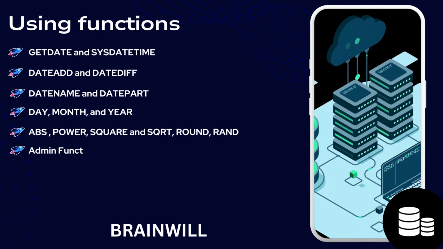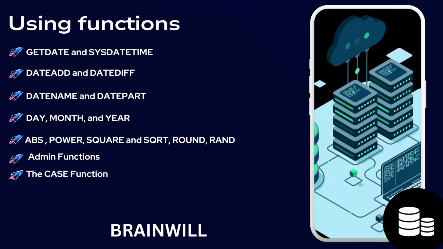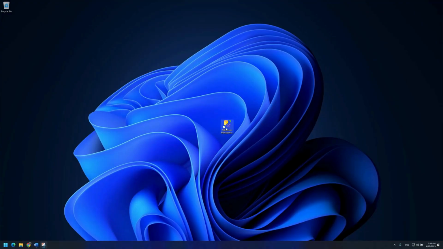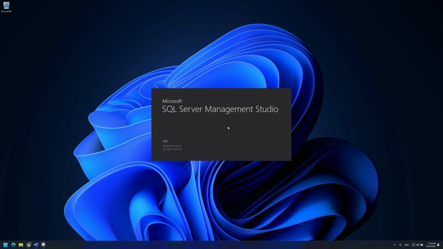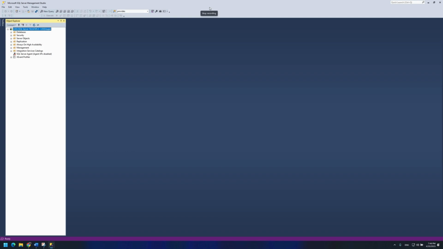We will have admin functions that are used by database administrators. We will be using the CASE function to evaluate a list of expressions and return the first one that evaluates to true, and using functions in WHERE and ORDER BY clauses. Now go ahead and open your SQL Server Management Studio and follow along with these examples. Doing them with me will help you to understand and remember these functions more easily.